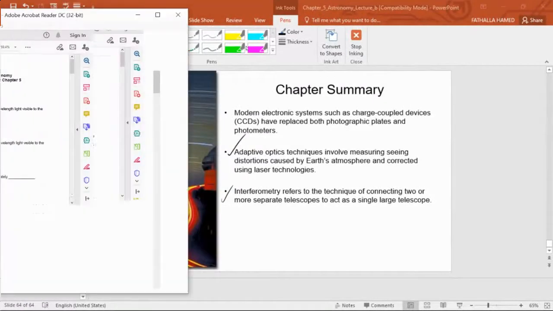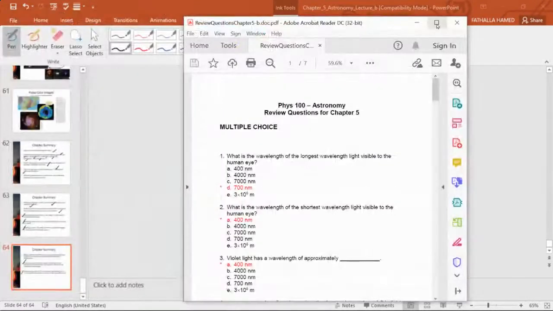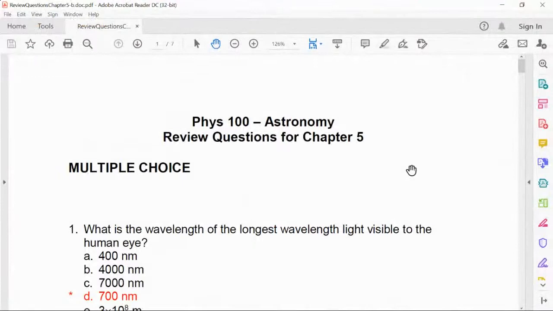Good. So what we're going to do next is look at the review questions, and this is basically, you know, similar to when I give you quizzes and exams. But the idea of these review questions is a discussion of what we did.